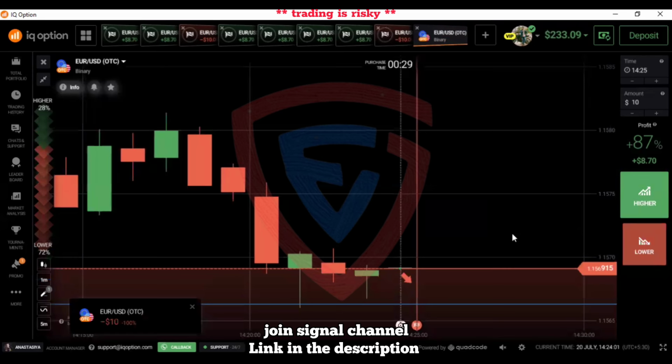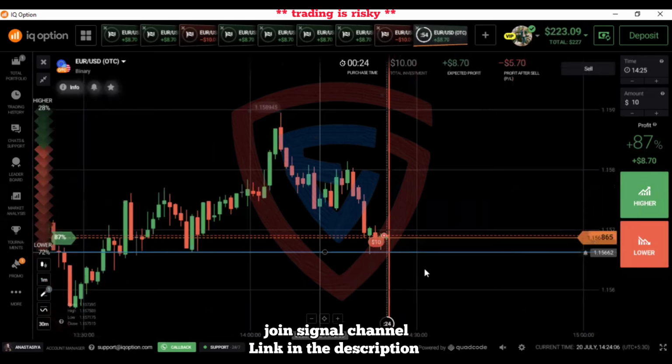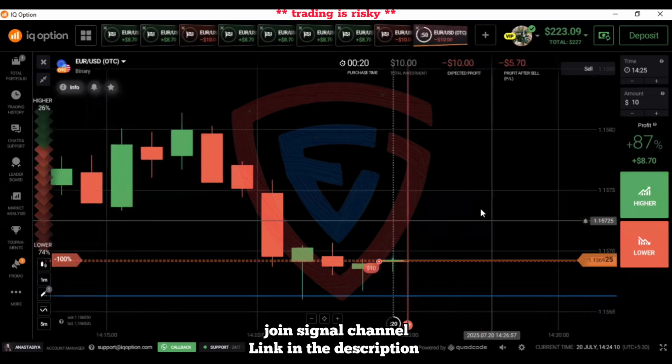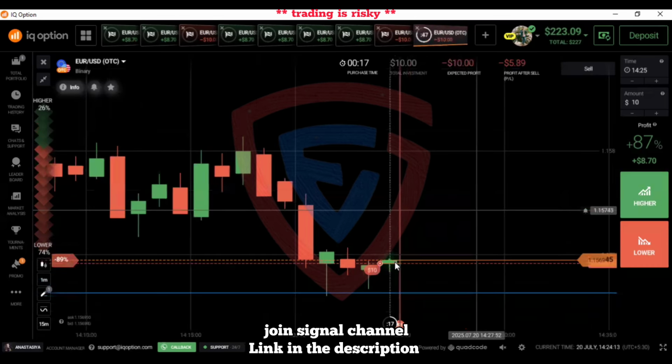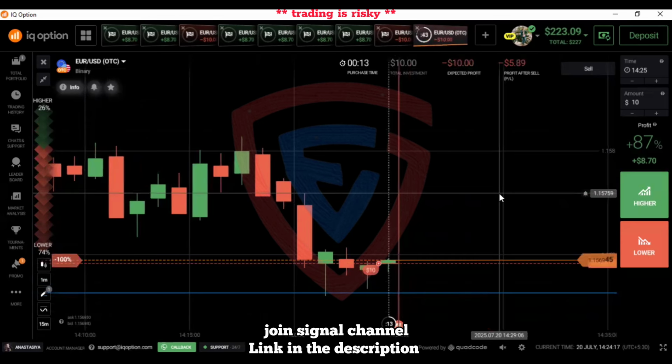Okay, I'm going to place a lower option trade again. So I placed a lower option trade because still there is a gap to this level. It rejected, but again it made a green candlestick only. So we can expect sellers again here. That's why I placed a lower option trade.